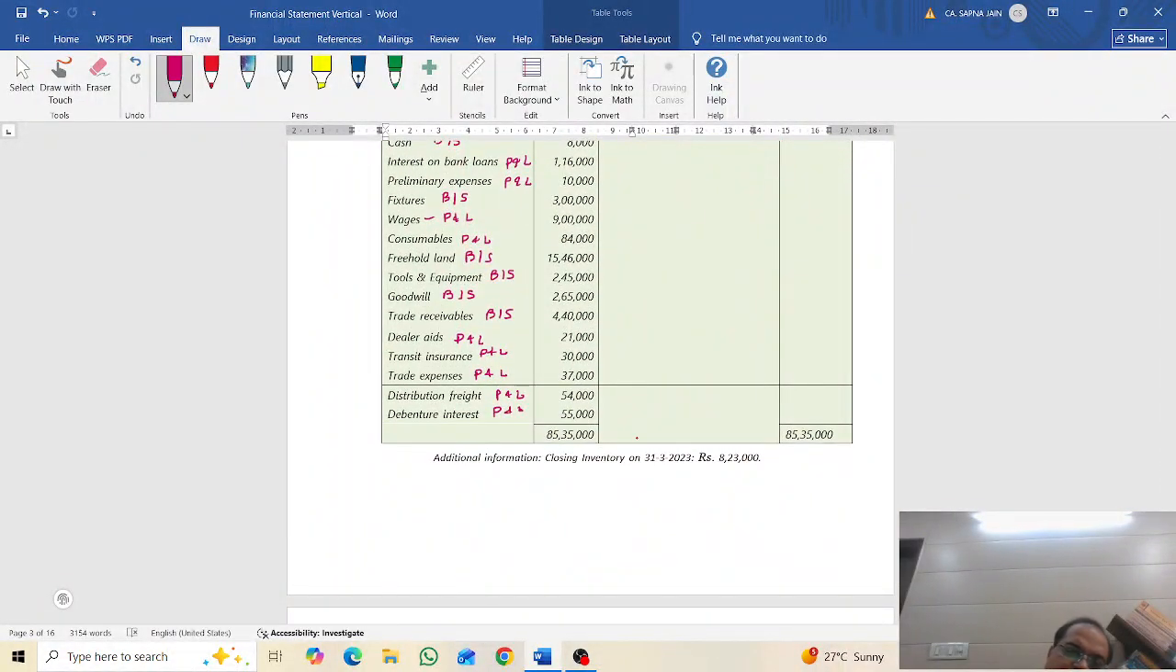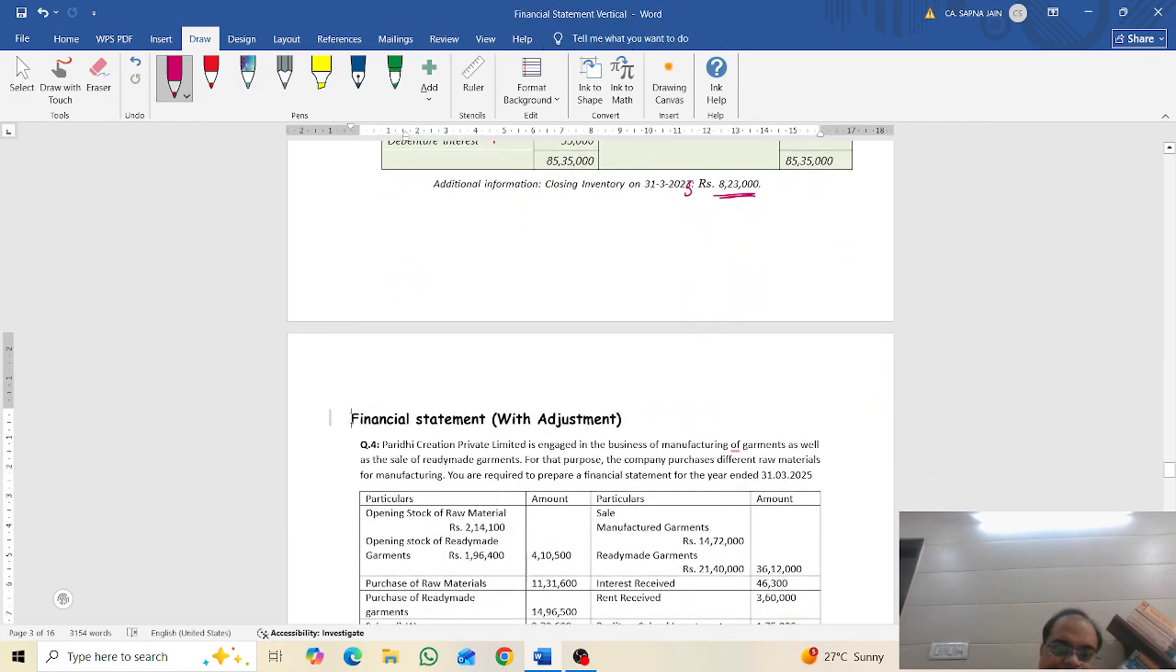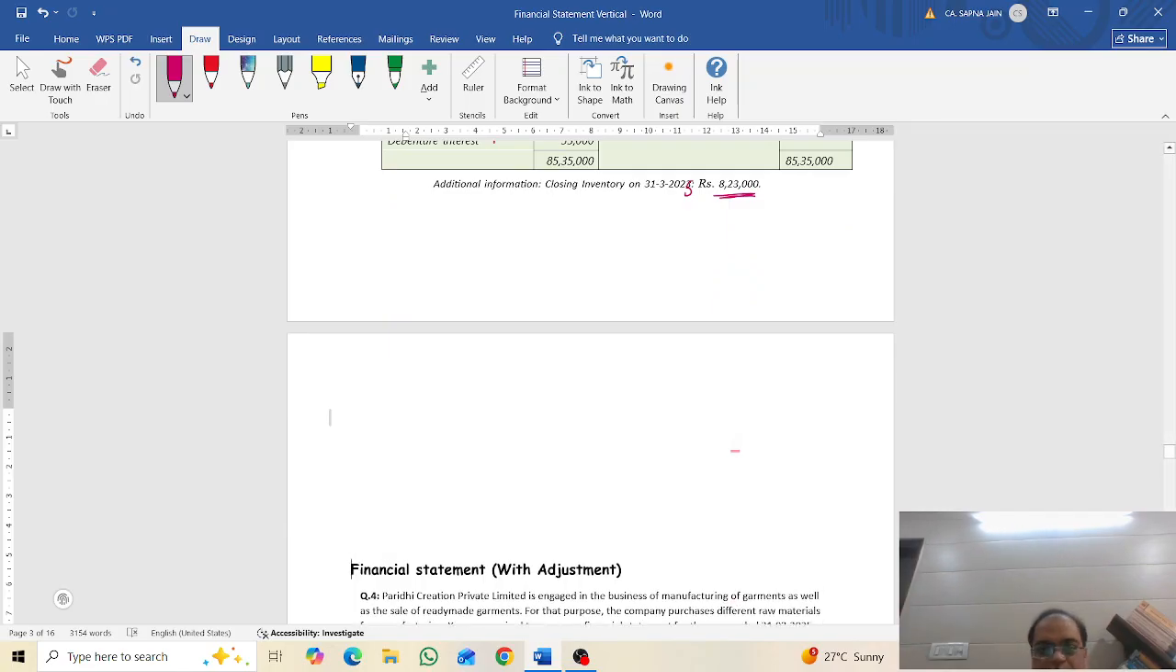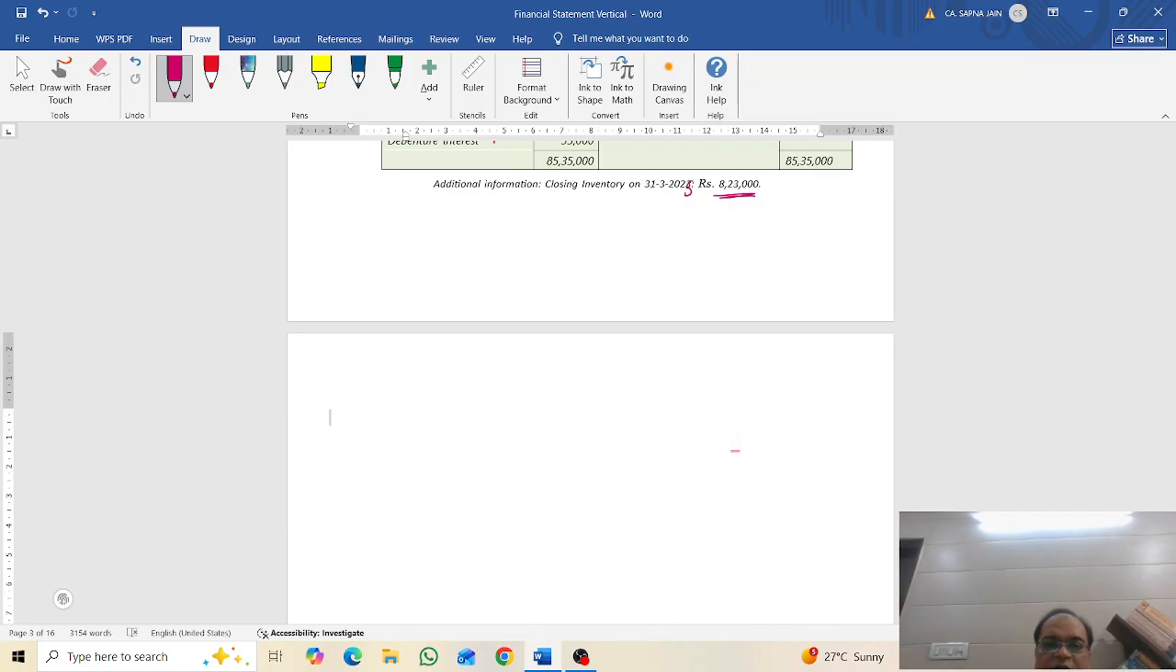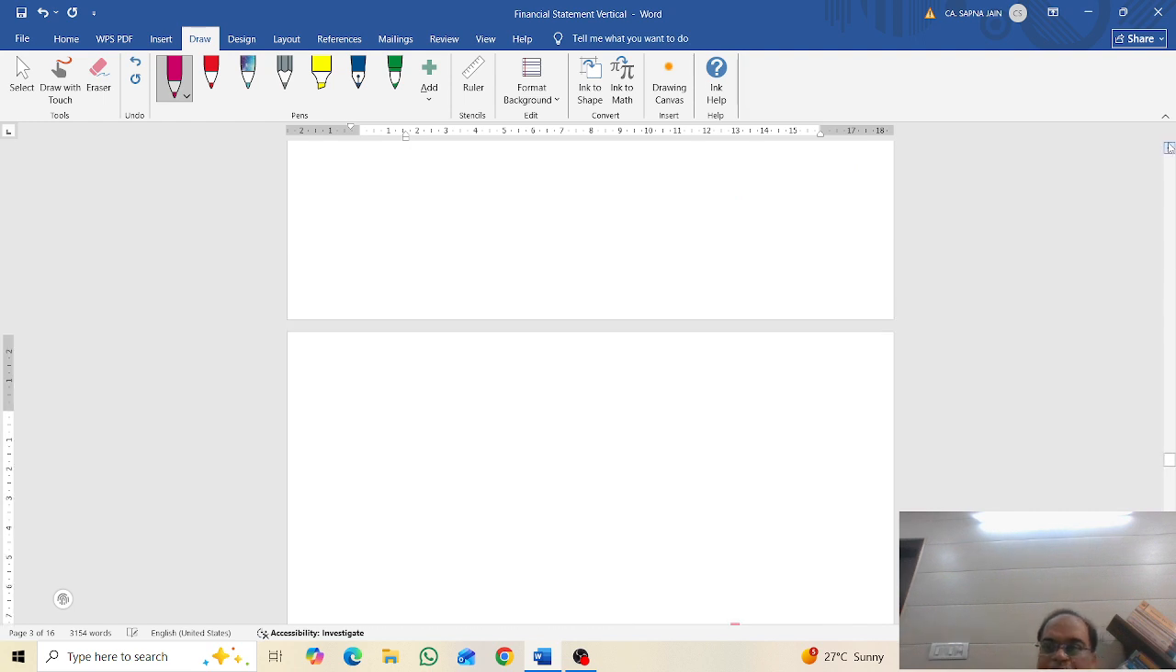And after the trial balance, only one piece of information is given. Closing inventory as on 31st March 2025 is rupees 8,23,000. Now prepare the profit and loss account and balance sheet. First we will prepare the statement of profit and loss account, then we will prepare the balance sheet. Now the question is how to prepare the statement of profit and loss account.